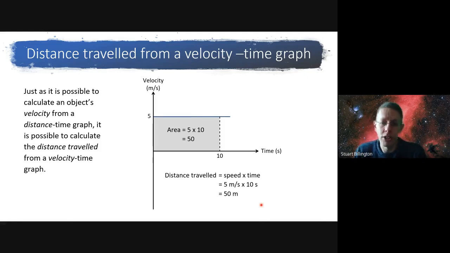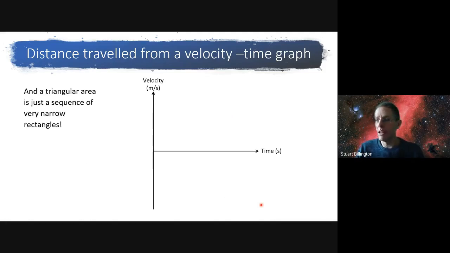Now you might just think, oh, well, that's a fluke. It's just a coincidence that the area is the distance traveled, that 5 times 10 is 50. That's just the way it works. Surely it doesn't work for random areas. Well, no, it does. So let's have a little look at an accelerating object.